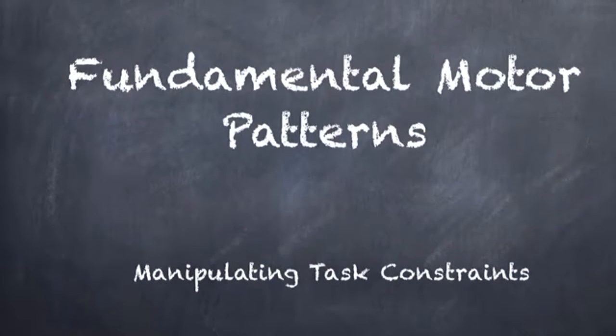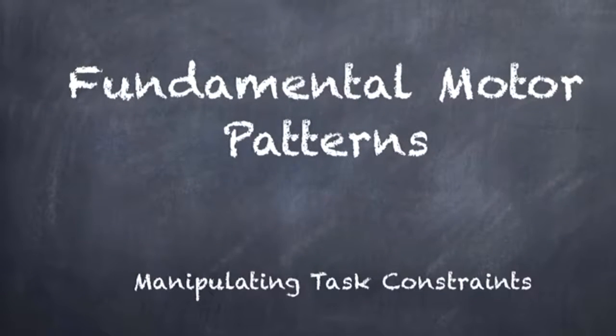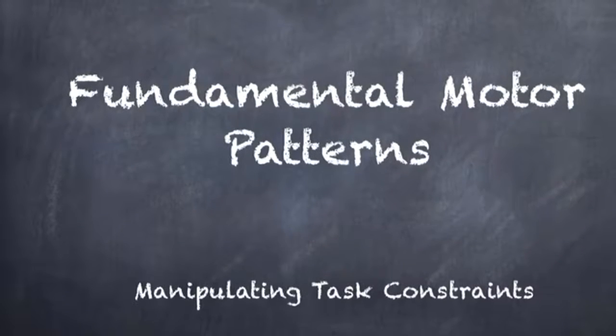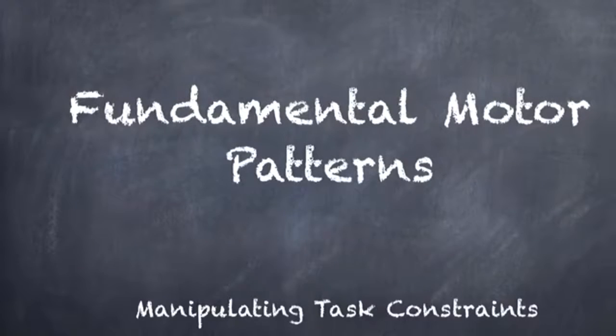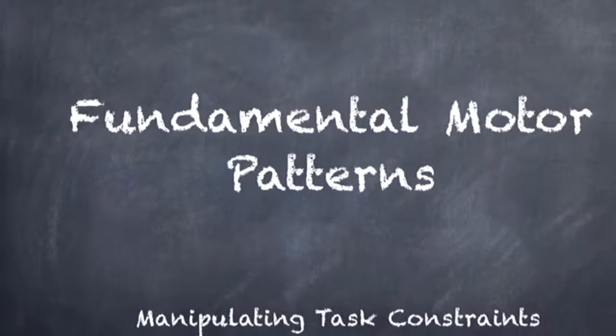Today we will be focusing on how physical education teachers and parents can use task constraints to help their kids, particularly between the ages of 1 and 7, develop fundamental motor patterns that are essential for the potential context-specific activities they may participate in the future.